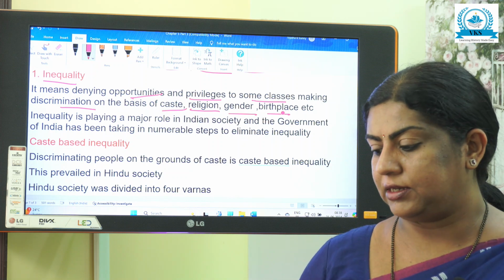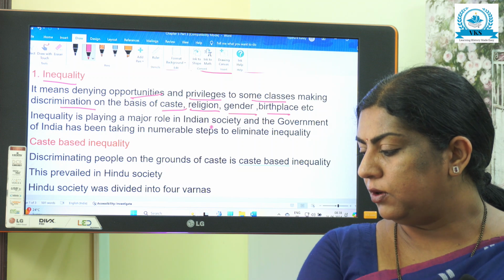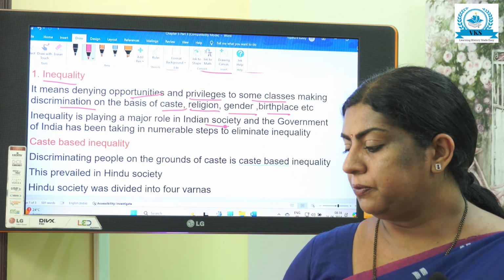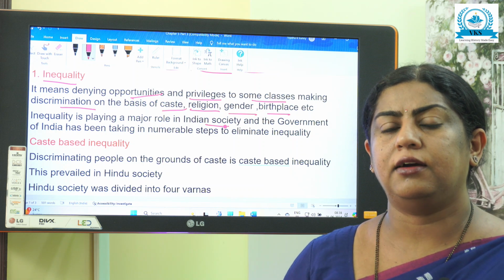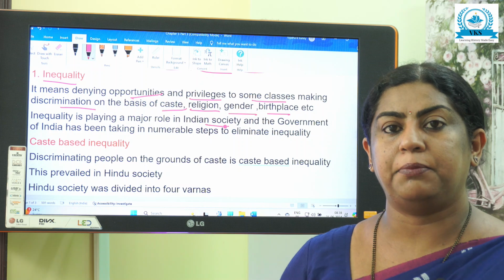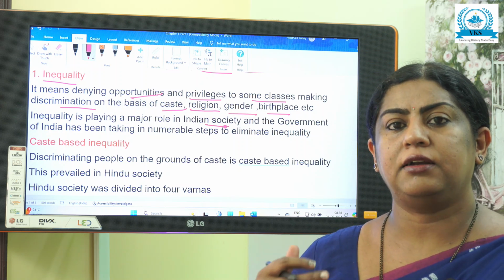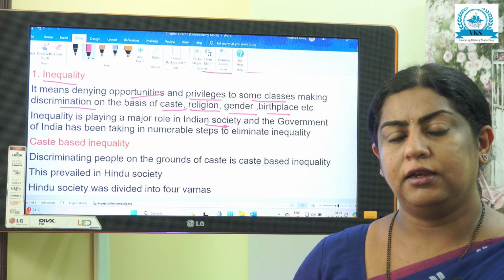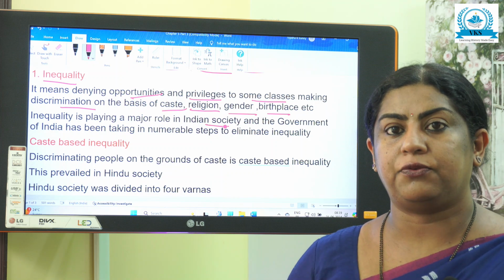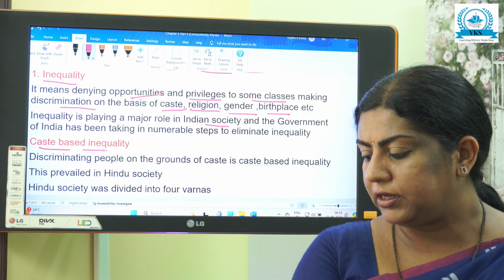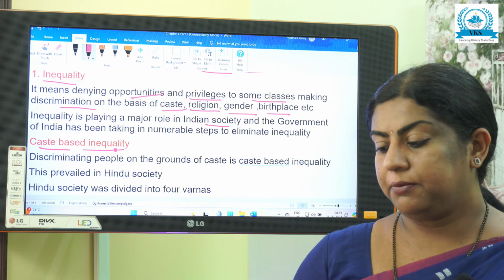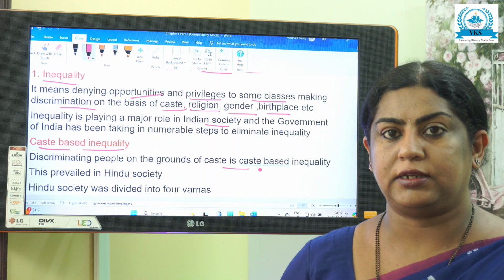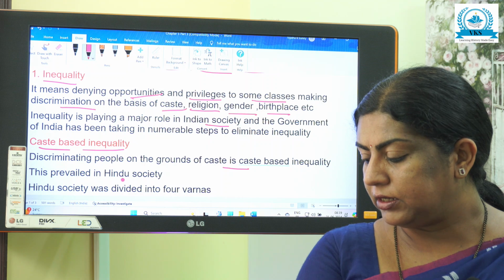That is inequality. Inequality plays a major role in Indian society, and the Government of India has been taking numerous steps to eliminate it. In India, inequality has been a big challenge for a long time, and our government has taken many steps to control it. Now, what types of inequality do we find in India? First, we find caste-based inequality, that is, discriminating against people on the basis of caste. This is especially prevalent in Hindu society.